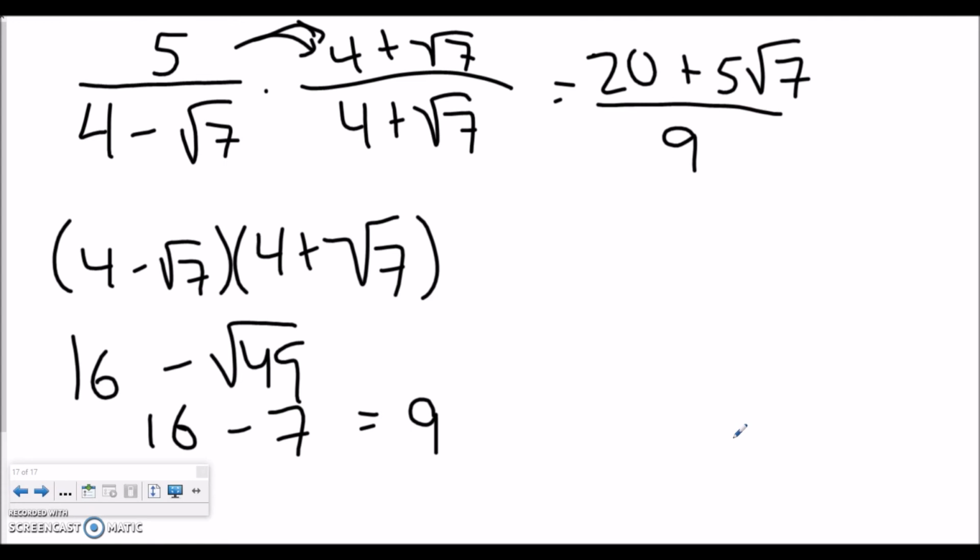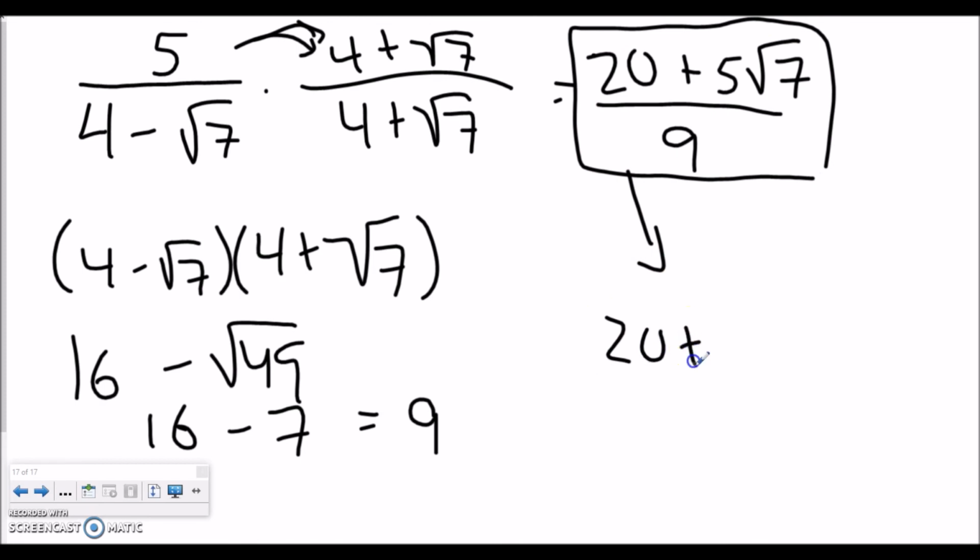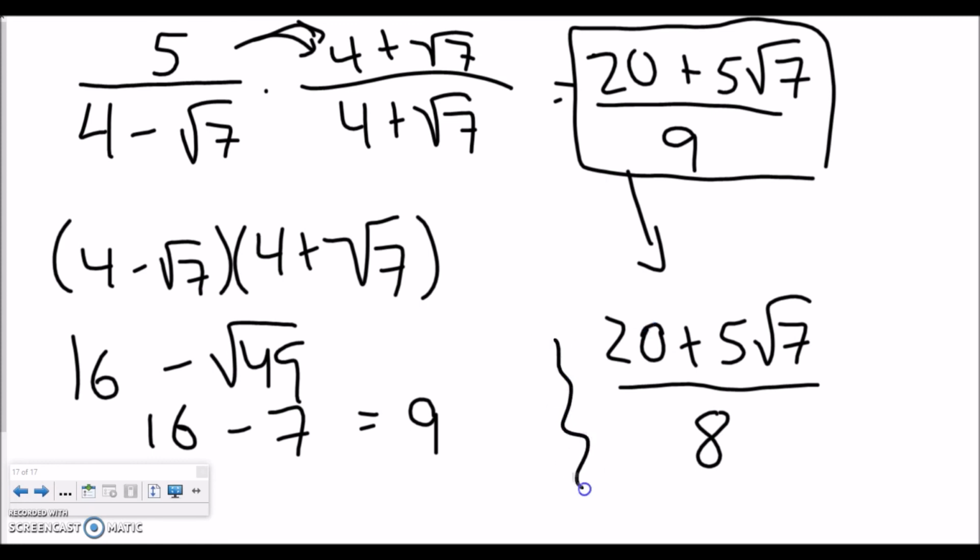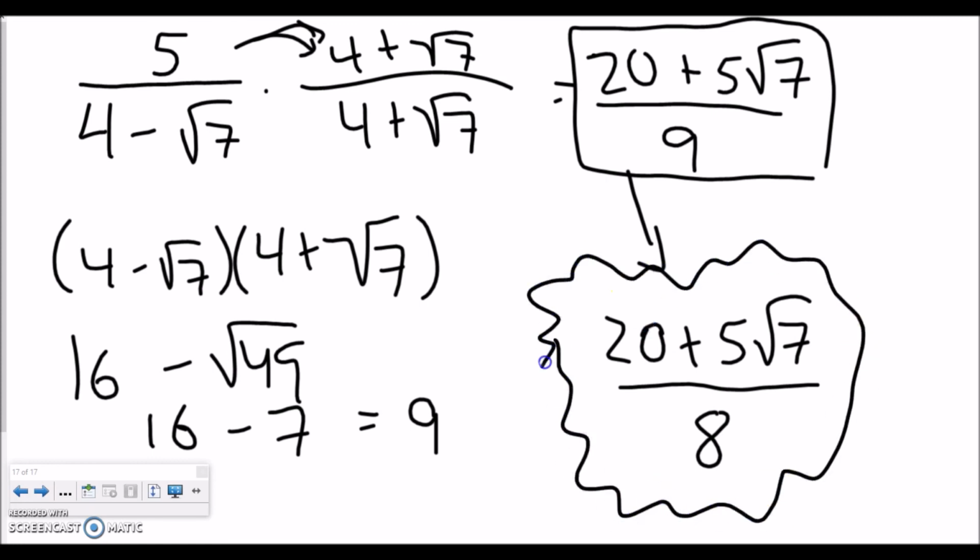Let me do a hypothetical. We know this is our answer for this problem, but what if our answer was 20 plus 5 square roots of 7 over 8? Can I reduce that in any way? Does this reduce in any way? And hopefully you're saying no. Because of the plus, we can't reduce part of a plus and minus in a fraction. So this would be our final answer. If I tried to really trick you up and make it a fraction like this.